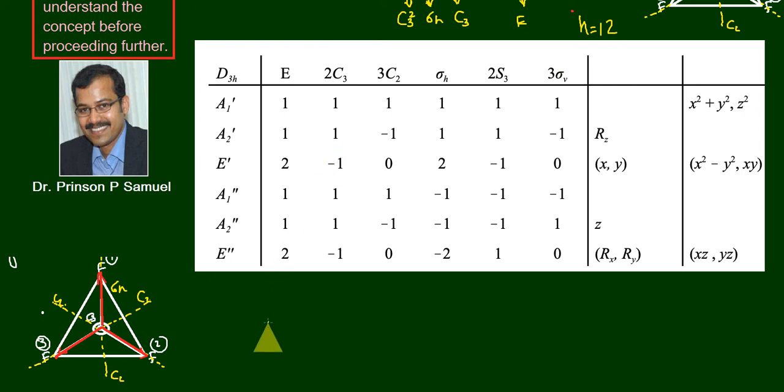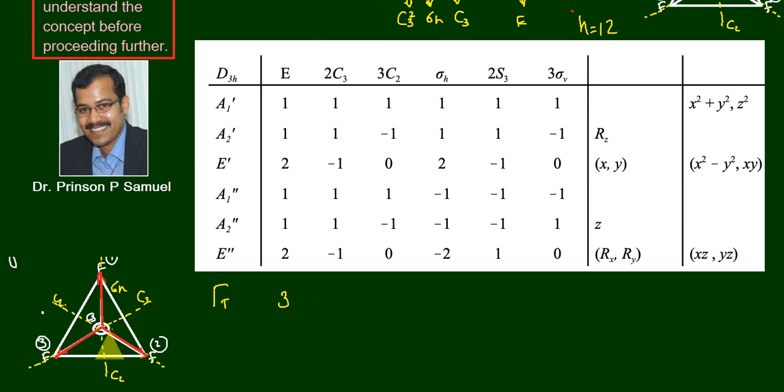Now we can see what is the result for the total character for operation E. I am going to write the total character chi t here. For operation E, the total character is equal to 3, because during the E or identity operation, none of the vectors are changing their position. So all the vectors retain their position, and therefore the total character is 3.